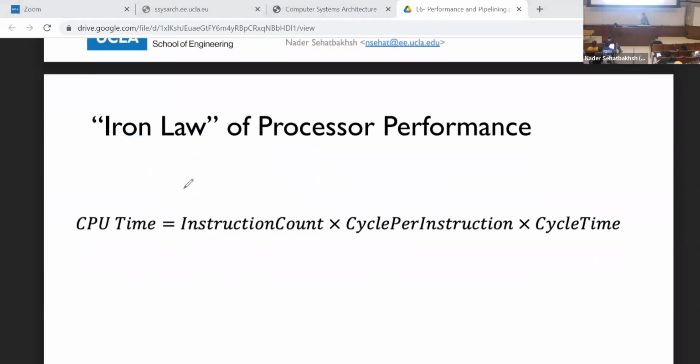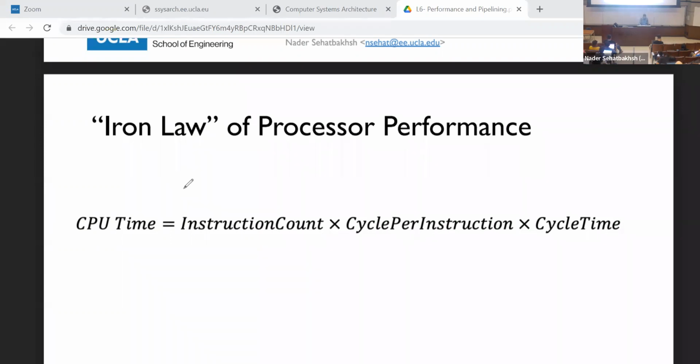There is instruction count, which basically says how many instructions we are running for this program. There is cycles per instruction, which says for each instruction, how many cycles we need to use. And then there is cycle time, which says how much time each cycle takes. If you multiply these three things together, it gives you the CPU time, right? So each cycle takes this amount of time, this is the number of cycles it takes for each instruction, and these are the number of instructions that I need to run. If I multiply these three, of course, I get the CPU time.